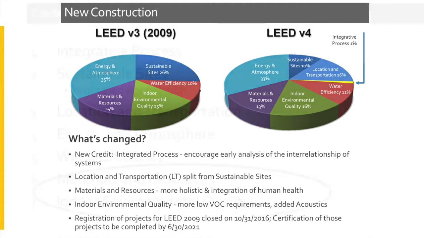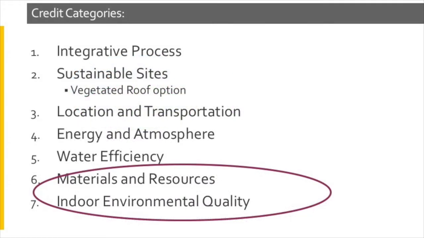So as we go forward in these sessions, we're going to concentrate on the materials and resources credit and the indoor environmental quality, as those are the 2 credit areas that are most specific to product selection, while the other credits are very important for the building design, and our products contribute to that, such as energy and atmosphere from an insulation standpoint. We won't be exploring those in any detail.